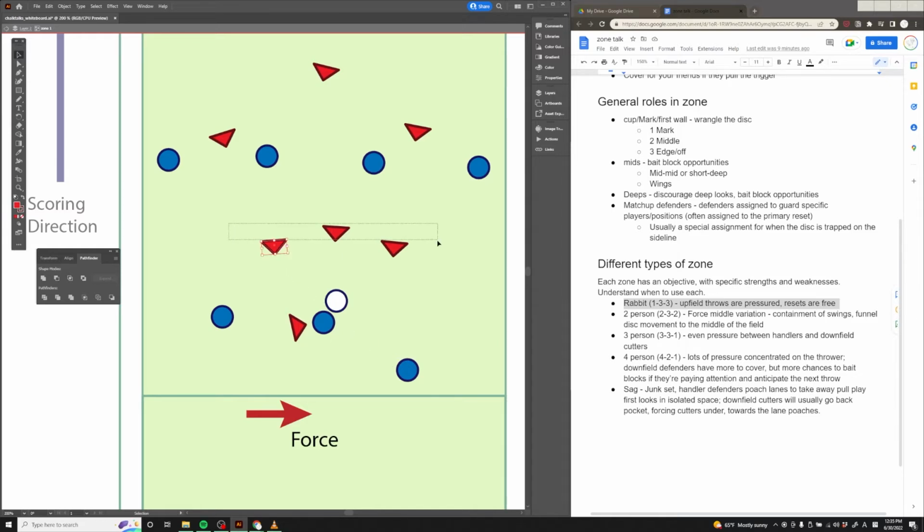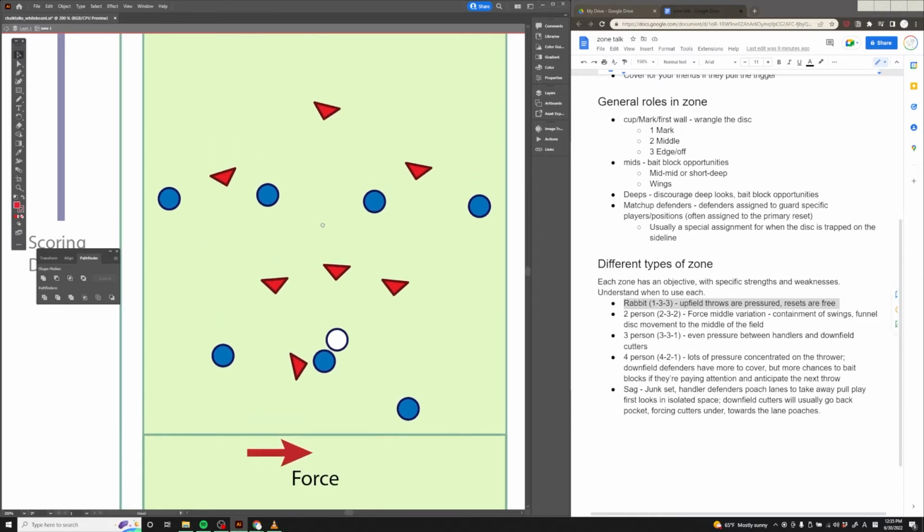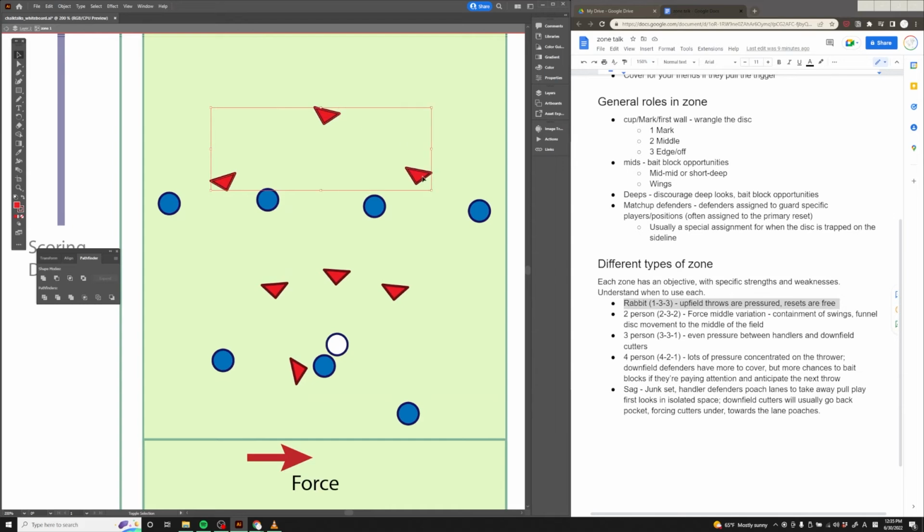The next set of defenders, the first wall here, they're responsible for any short field throws upfield. And then the third wall, the 3 deep defenders, function similar to the wings and the deep in our 3-3-1 zone, but they have less to worry about in the middle of the field, and they're really trying to push cutters into this space or down along the sidelines.